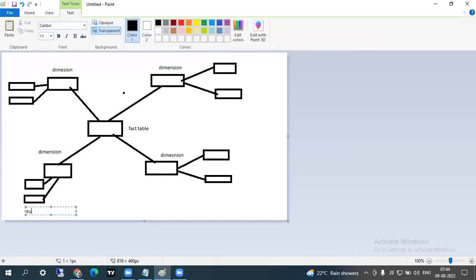These are subdimension tables which are attached to the dimension tables.